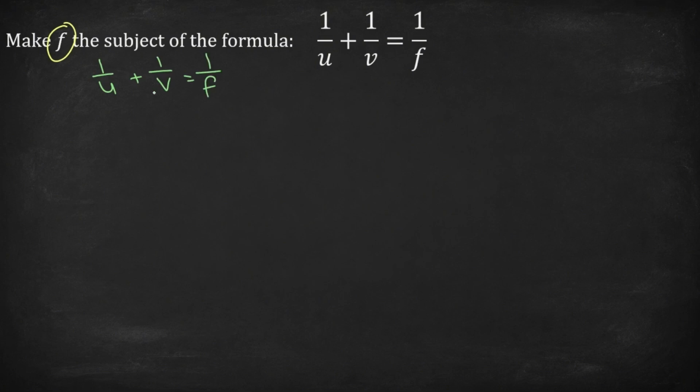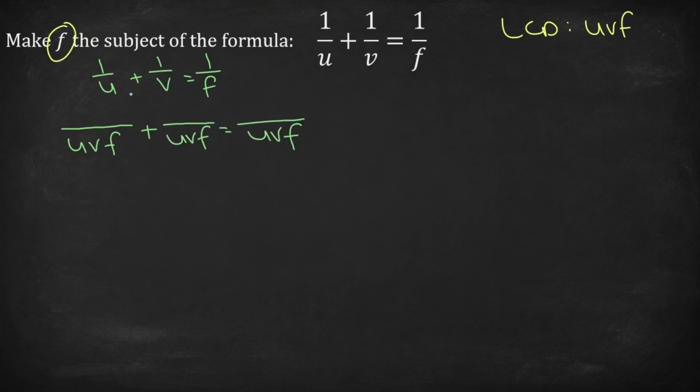Now, here I can see that the denominators are u, v, and f. So my LCD will be uvf. The next step is to rewrite each of these fractions with the LCD as the denominator. I'm going to start with my first fraction, and I write the LCD. And let's do the same with the other fractions.